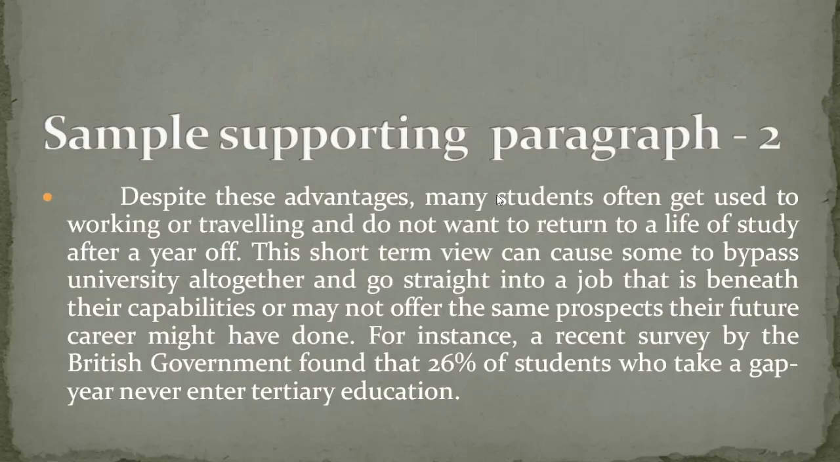Despite these advantages, many students often get used to working or traveling and don't want to return to a life of study after a year of it. They get used to working and then they feel like it's not important for me to return to a life of studying. This short-term view can cause some to bypass university altogether and go straight into a job that's beneath their capabilities or may not offer the same prospects their future career might have done. For instance, a recent survey by the British government found that 26% of students who take a gap year never enter tertiary education. Tertiary education means university education.